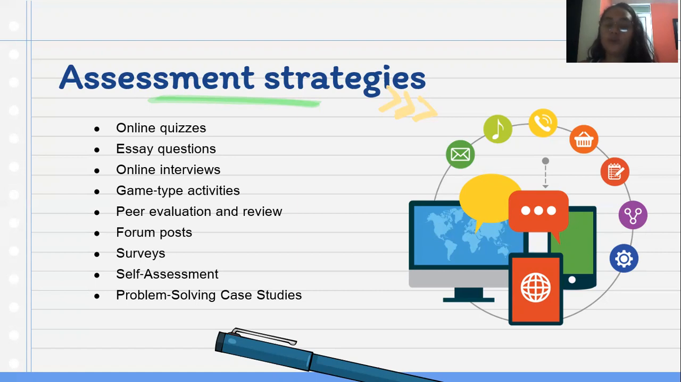Another one is problem-solving case studies. This is very important because with these case studies, we can put the topics in a real-life situation, and they have to think and choose what they can do to solve this problem, but based on the theory they learned in the units they saw.